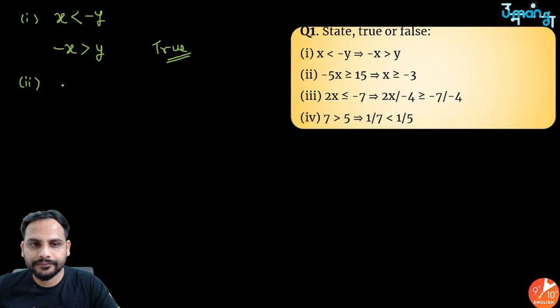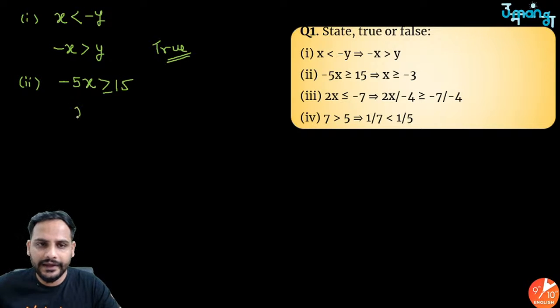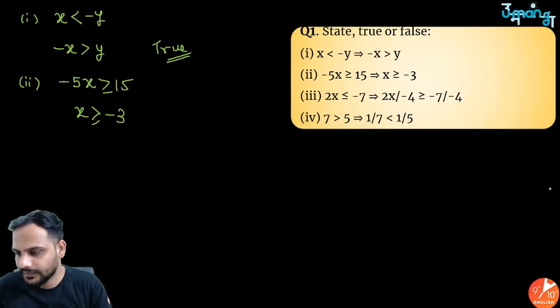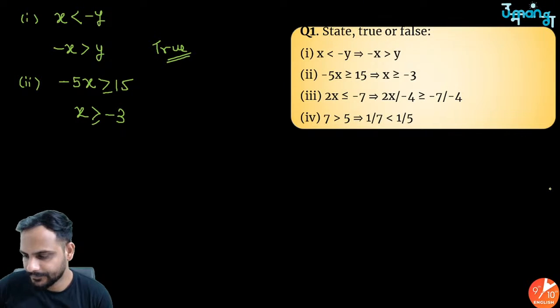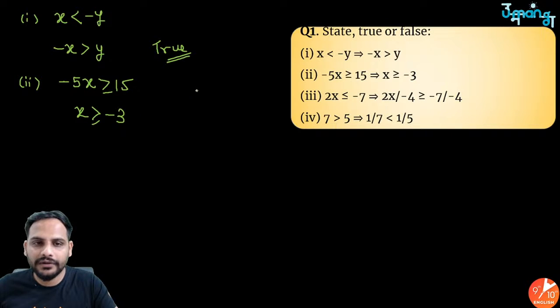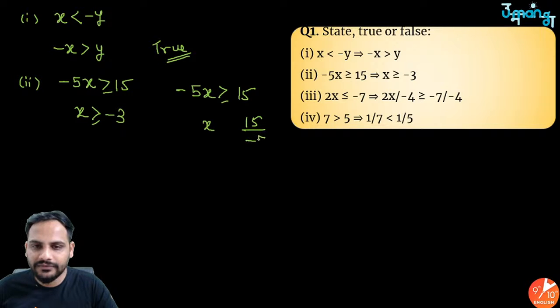Second part, minus 5x is greater than or equal to 15. So x is greater than or equal to minus 3. Is it true? Is the second one true? Very good, Anushka. It is false. Very good, Shaurya. It is false. Why? Because see, if minus 5x is greater than or equal to 15, if I shift this minus 5 over there, so x will be 15 divided by minus 5, and I have divided by a negative number.